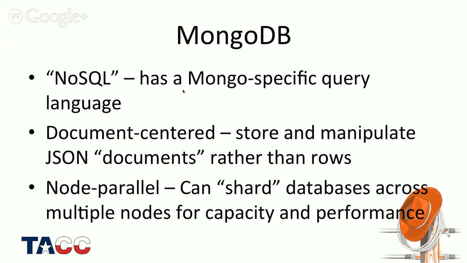It is document-centered. Basically, this means it's working on JSON documents rather than on rows of a database. And so it doesn't have any notion of a predefined schema that you must conform to. You can impose a schema in your application, but Mongo doesn't care. You can put data of completely different formats in a Mongo database, and it will not have any problem with that at all.